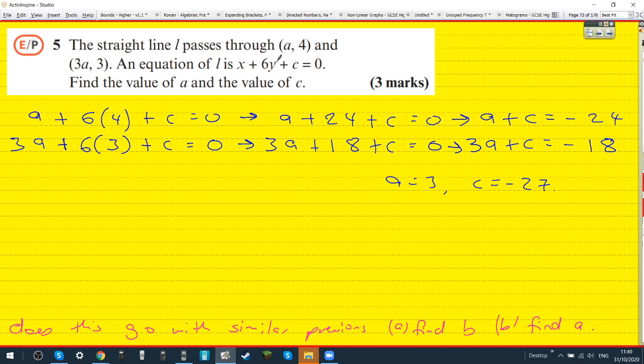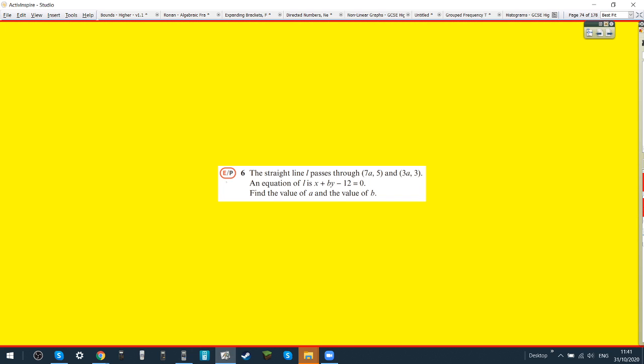You could have done y2 minus y1 over x2 minus x1. That would give you the gradient in terms of a. So like 1 over minus 2a. But then that would be equal to minus 1 over 6. If you were to rearrange this equation, you would get that, and then you could solve for a like that. And then once you have a, you could find c. But this way is more direct. Might be a bit too clever.